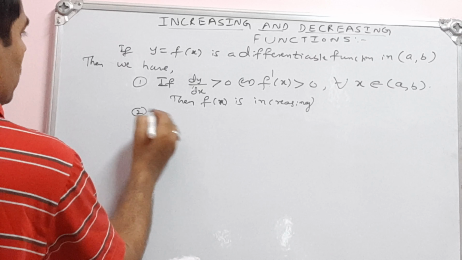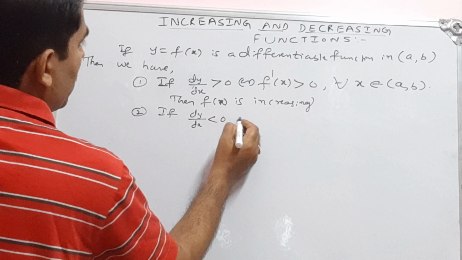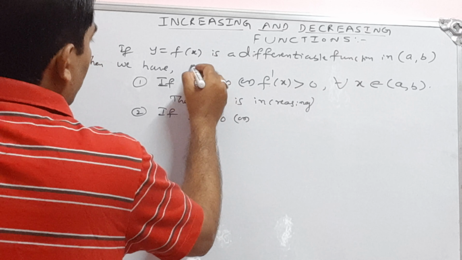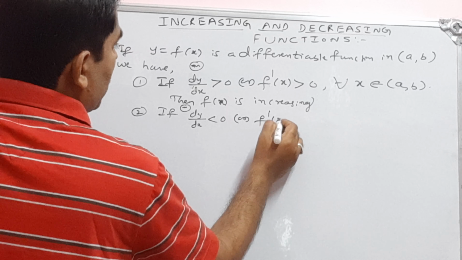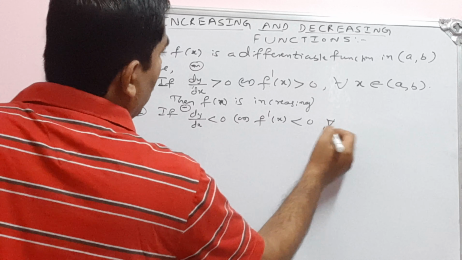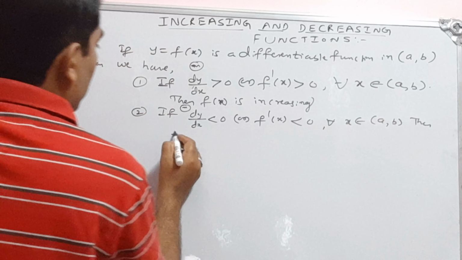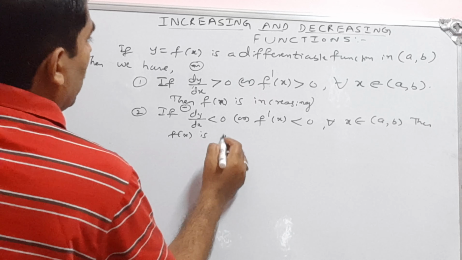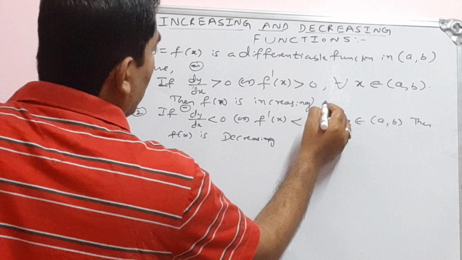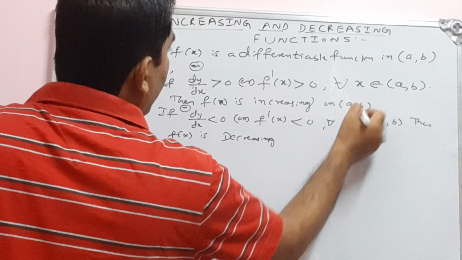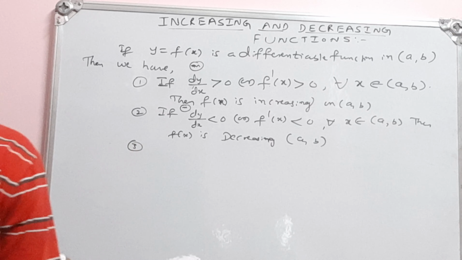Okay, if the derivative, or I called it the slope, is less than 0 for all the values belonging to the open interval, then f of x is decreasing on the interval. So whatever interval we have taken, AB or x1 x2, the same holds.